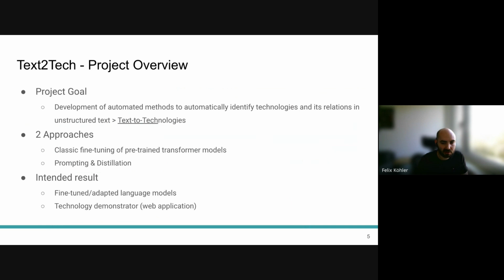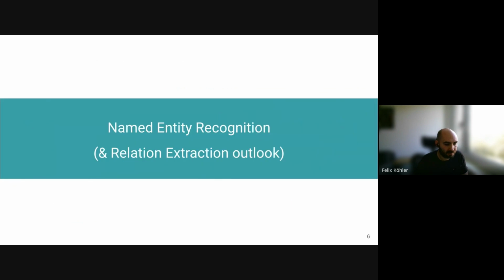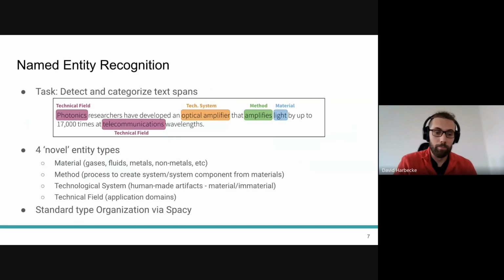When I mentioned a couple of times identifying technologies or technological concepts, the question is, what exactly are technologies in our understanding? Here I will hand over to David. Thank you. I will talk a bit about named entity recognition.